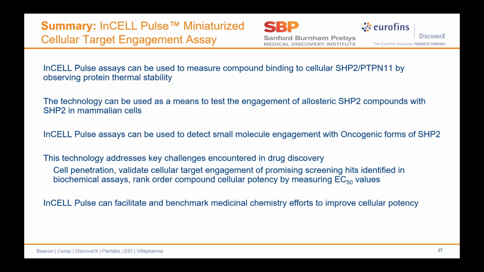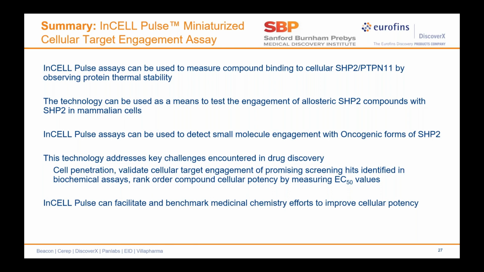So I'll summarize what I've told you about the InCELL Pulse assay. Namely, you can use this to study SHP2 by looking at the target engagement of small molecules in the cell. Second, you can use it to discern the mode of action of your molecules. So we are able to confirm the allosteric mode of action of certain compounds against SHP2. Importantly, for our program, we can use the InCELL Pulse assay to identify small molecules that are engaging with the oncogenic forms of SHP2.